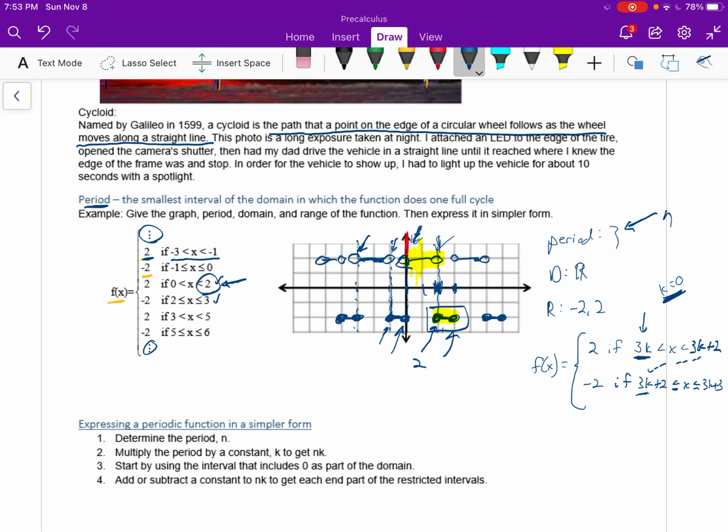We can kind of try this out if we wanted to see if it works. Let's say we put the integer negative 2. So if k equals negative 2, 3 times negative 2 is negative 6, plus 2 is negative 4. So negative 4 should equal negative 2. 1, 2, 3, 4. There it is. It's at negative 2. So there's the simpler form.